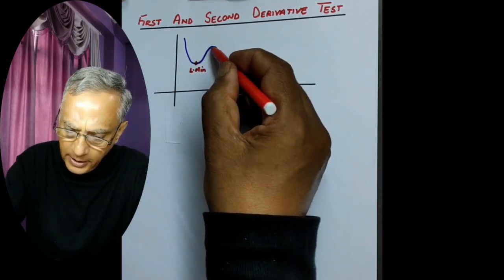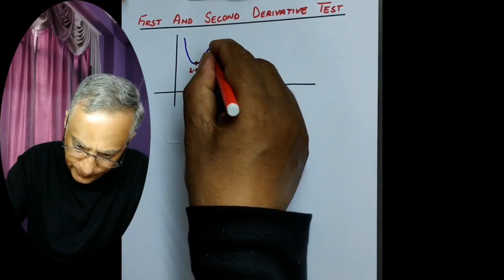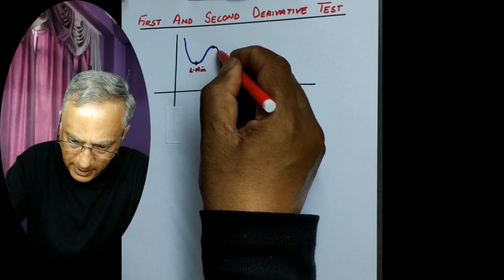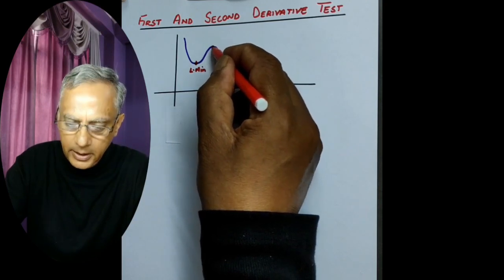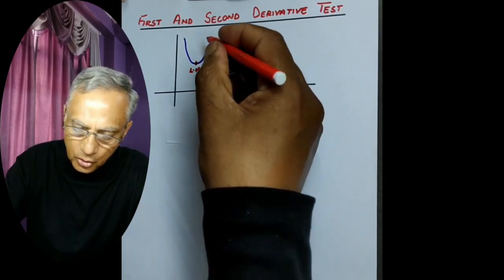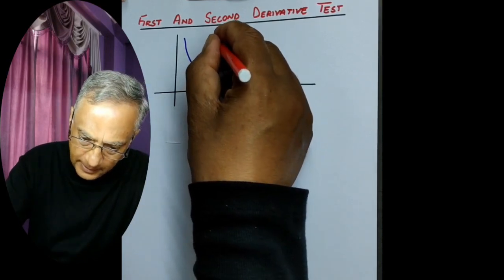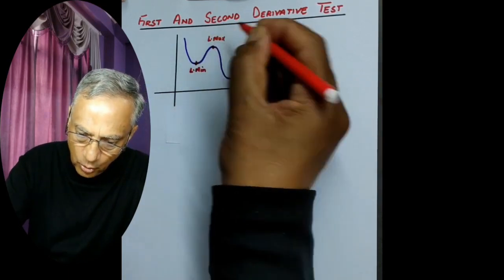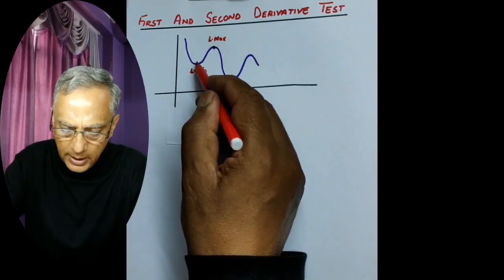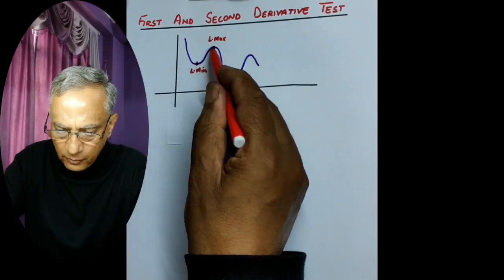And you can note this value is maximum in its neighborhood. In points near it, the values are less. So this is the local maximum.